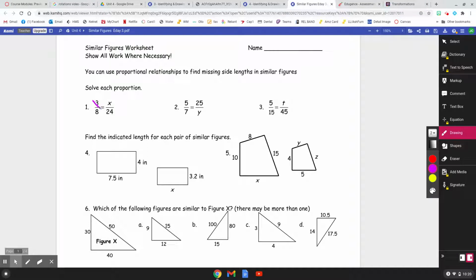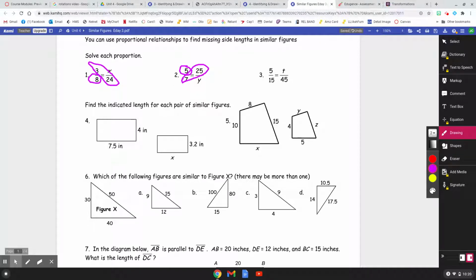Remember, we're going to do our bat and ball or our cross multiply and divide, whichever one you want to call it. For proportions, we set those up and then we multiply the two that are across from each other. So 3 times 24 and then divide by 8. We would do that on all of them. It's just the two that have the numbers across from each other that we multiply, and then divide by the third number that's left over. So do that.